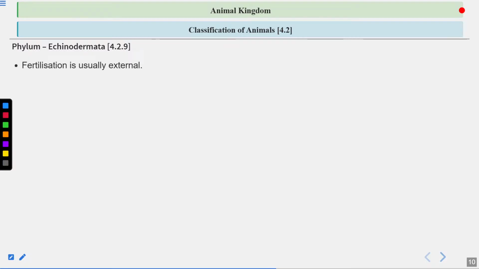Fertilization is usually external. What do we mean by external fertilization? Fertilization can be internal or external. External fertilization means the sperm and the egg, the male and female gametes, are released in the water and fertilization takes place in the water. In humans, fertilization is internal: the male and female gametes fuse in the female body, in the fallopian tube. But here in Echinodermata, fertilization is external.